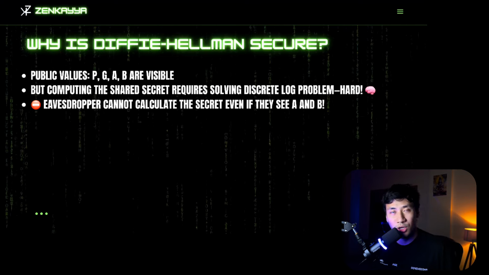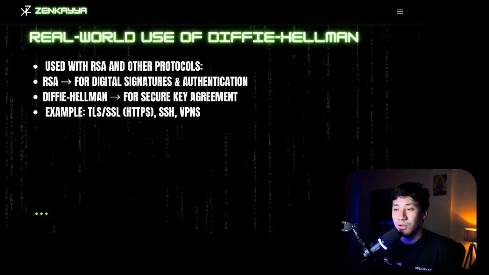I'm always amazed by how people used to think of all this and find this kind of formula. I respect those scientists. Real-world uses: Diffie-Hellman is used with RSA and other protocols. RSA is used for digital signature and authentication, and Diffie-Hellman for secure key agreement. Examples: TLS, SSL, HTTPS, SSH and VPNs. These are different examples where they are used in real-world applications.